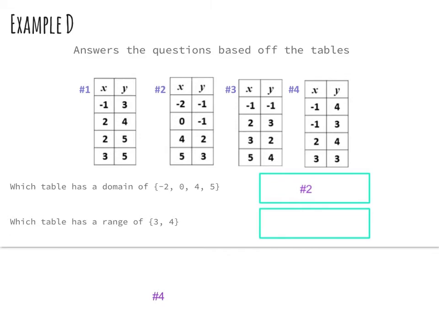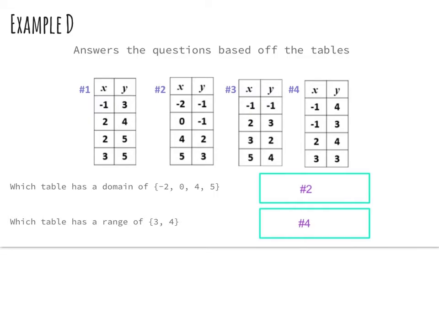Table number 2 has a -1. That's not a value we listed. Number 3, again, it has a -1. Not a value we're looking for. Oh, the last one has 3 and 4. Oh, but look, it has 2 3s and 2 4s. And I'm only looking for 1 3 and 1 4. But good news, whenever I'm listing the domain or whenever I'm listing the range, I only have to write down the number once, even if I have it multiple times. So number 4 is correct because it only has 3 and 4 in the range.